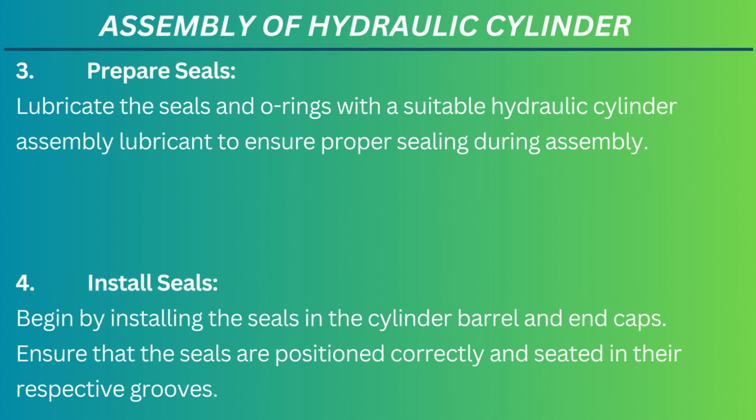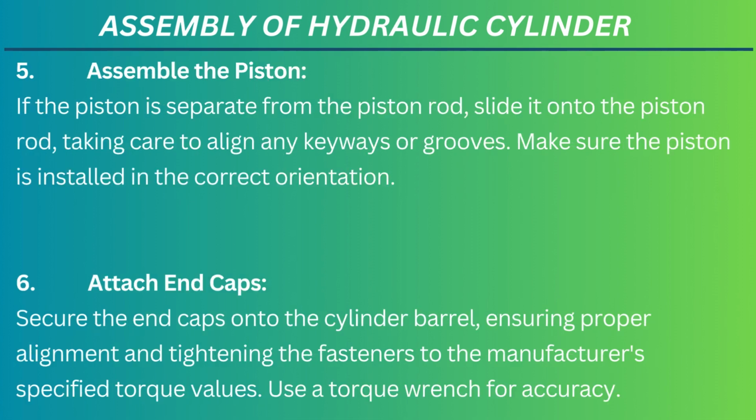3. Prepare seals. Lubricate the seals and O-rings with a suitable hydraulic cylinder assembly lubricant to ensure proper sealing during assembly. 4. Install seals. Begin by installing the seals in the cylinder barrel and end caps. Ensure that the seals are positioned correctly and seated in their respective grooves.